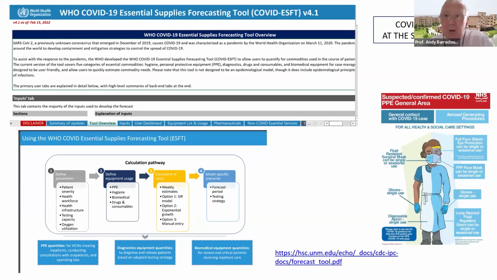So over time, the model got better and better. How many masks? How many aprons? How many rubber boots do you need? How many gowns do you need? All of that went into the algorithms for forecasting what we need for COVID.